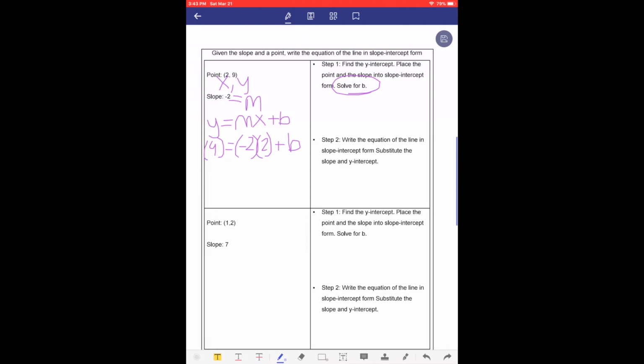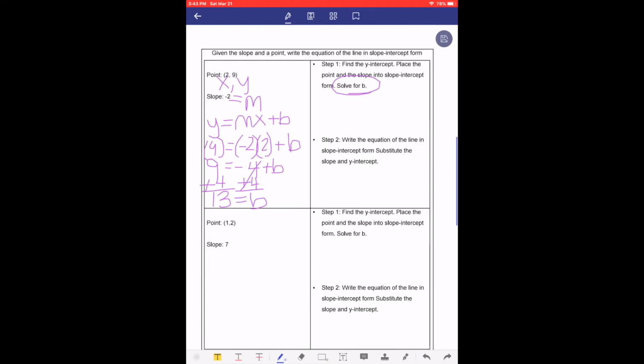Now to simplify this, negative 2 times 2 would be negative 4. And everything else would be brought down. So 9 equals negative 4 plus b. I would add 4 to both sides, so it cancels on the right. 9 plus 4 is 13. 13 equals b. And step 2 says write the equation of the line in slope-intercept form.